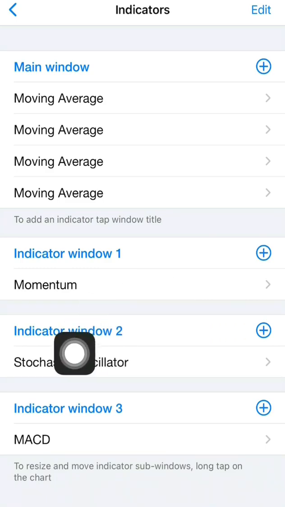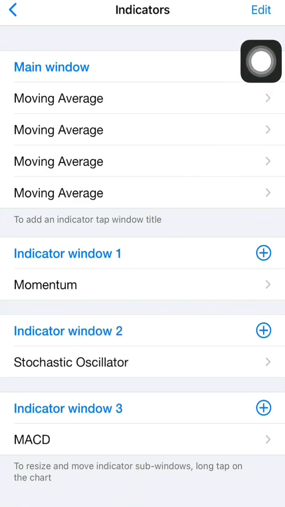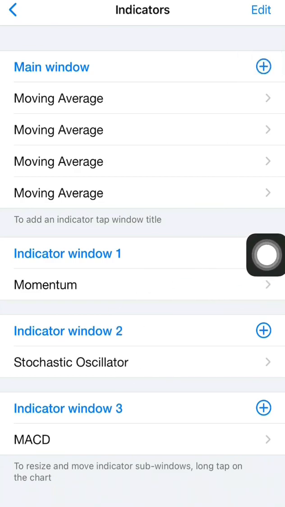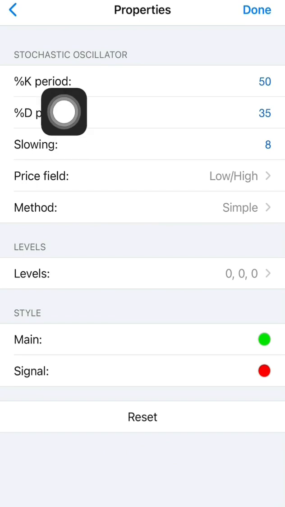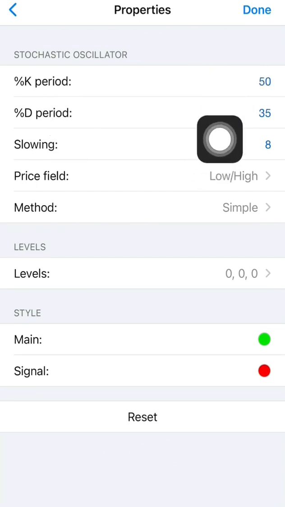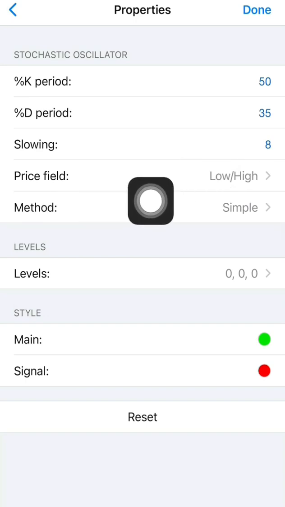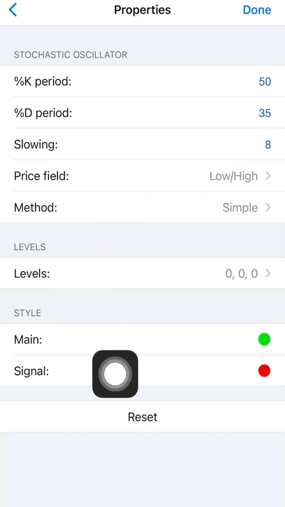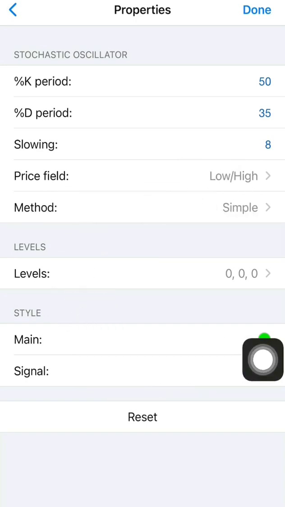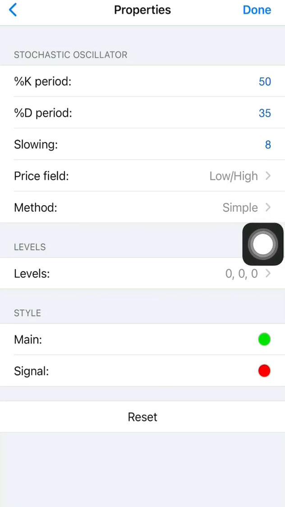Then indicator window 2. If you want to add indicator window 2, don't click on indicator window 1, click on the main window plus sign. Click on there, please, to add your stochastic oscillator. We are using 50, 35, 8. Then price field should be low/high. Method should be simple. Levels, you don't need the levels, just use the color that you like.